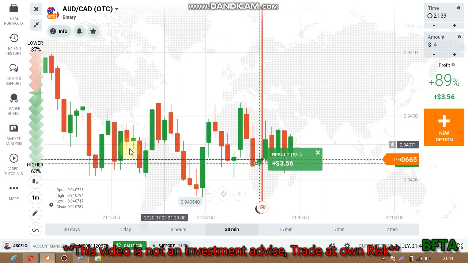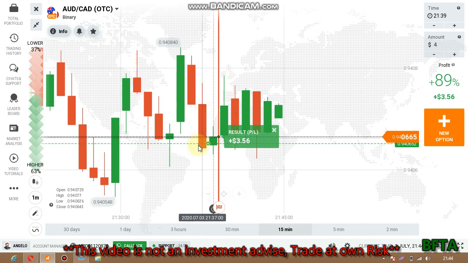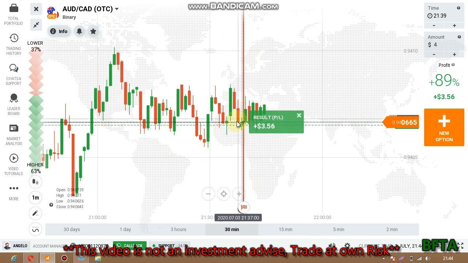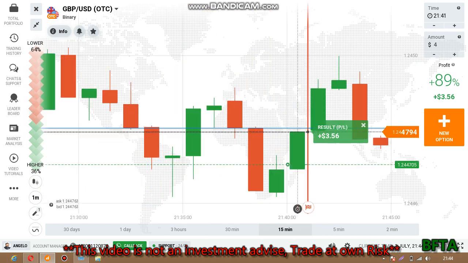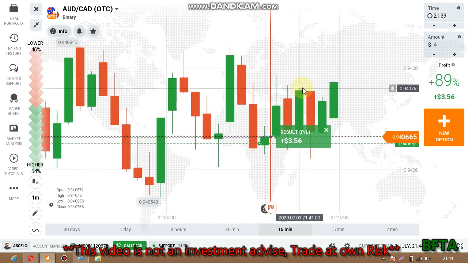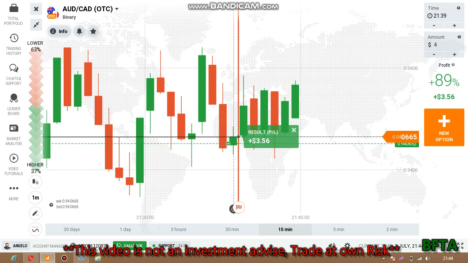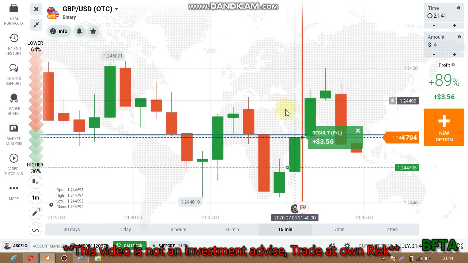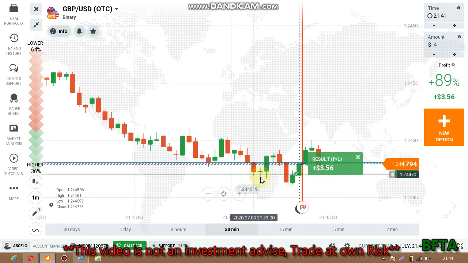I place call option here because this is buyers area. This candle closed here, the next candle came down and stopped at the buyers area with rejection. So the buyers will enter on the next candle. We can see that the market is getting bad now. So it is better not to trade in this kind of situation. Green, red. I place call option here because this is buyers movement, buyers area.